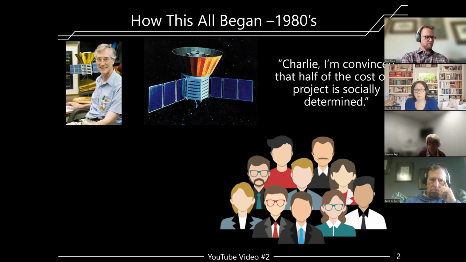And the question is, how uniform is this? And does it actually match what's called a black body? Because if it doesn't, the explanation for it is incorrect. So this is a very, very difficult experiment. That's the project scientist. In the middle of this, he comes in my office and says, I'm convinced that half the cost of a project is socially determined.